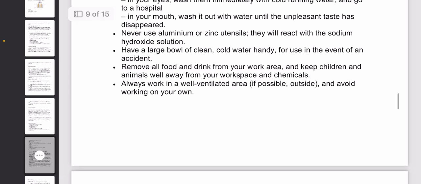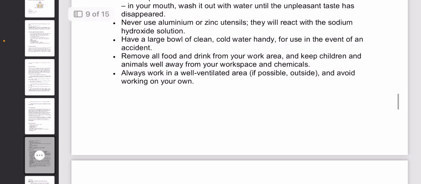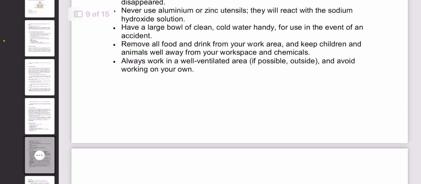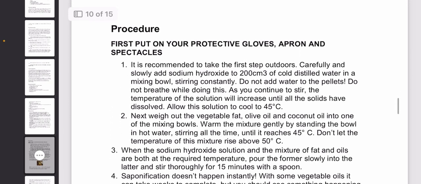Never use aluminium or zinc, as they will react with sodium hydroxide. Have a large bowl of clean cold water handy in the event of an accident. Remove all food and drinks from the work area. Keep kids and animals away from the workspace and chemicals. Always work in a ventilated area and avoid working on your own. Procedures.